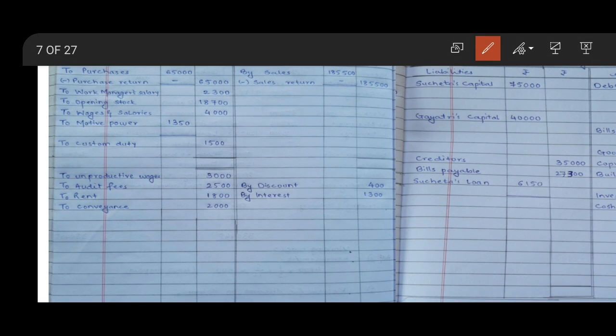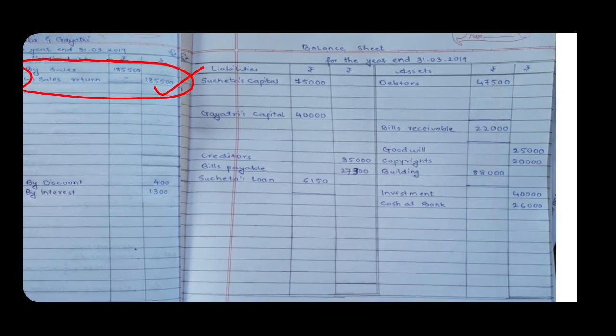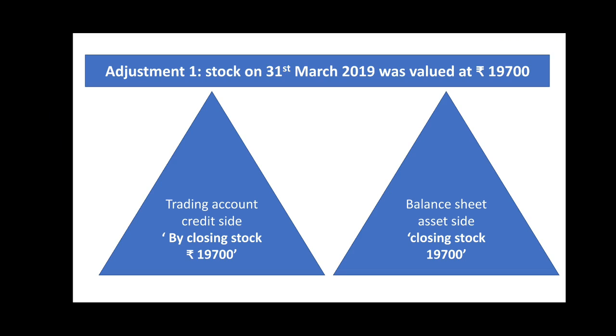We did purchases 65,000. We wrote it in the inner column as we deduct purchase return, but we did not get any purchase return in the question. So, we will take the amount outside. The same for sales. Means 1,85,500 will come as sales in the outer column and 65,000 as purchases in the outer column.